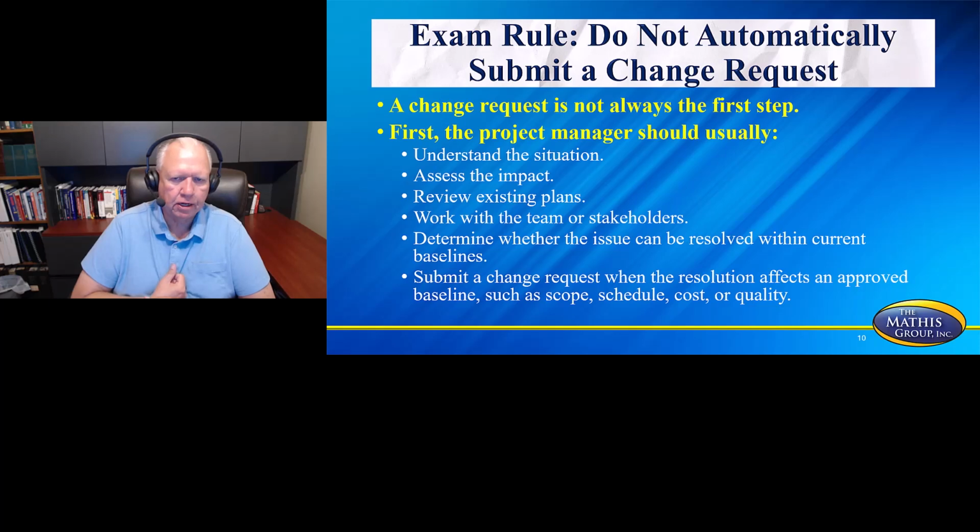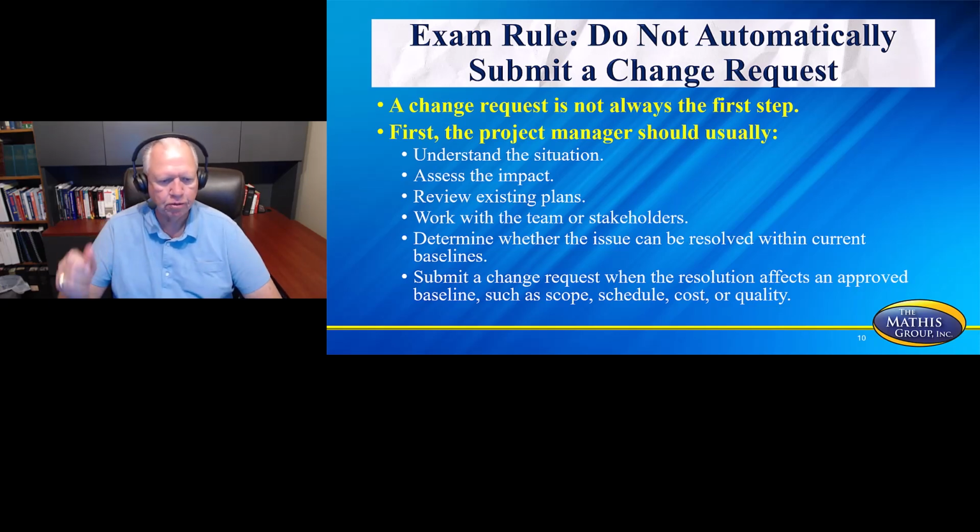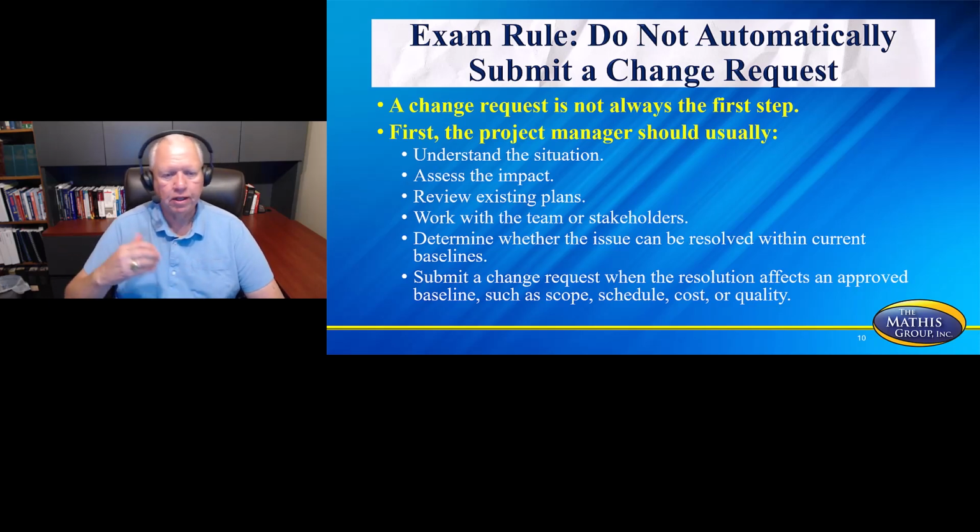Exam rule: do not automatically submit a change request. That's an important piece. Very tricky question. A change request is not always the first step. First, the project manager should usually understand the situation, assess the impact, review existing plans, work with the team or stakeholders, and determine whether the issue can be resolved within current baselines. Submit a change request when the resolution affects an approved baseline such as scope, schedule, cost, or quality. So if this is going to impact one of our baselines, then typically the trigger is that you're going to turn around and do a change request.